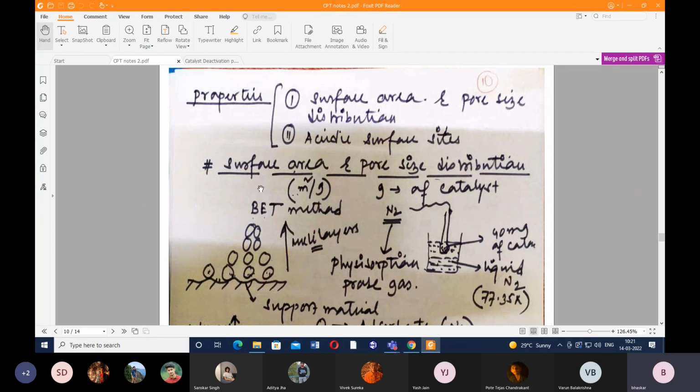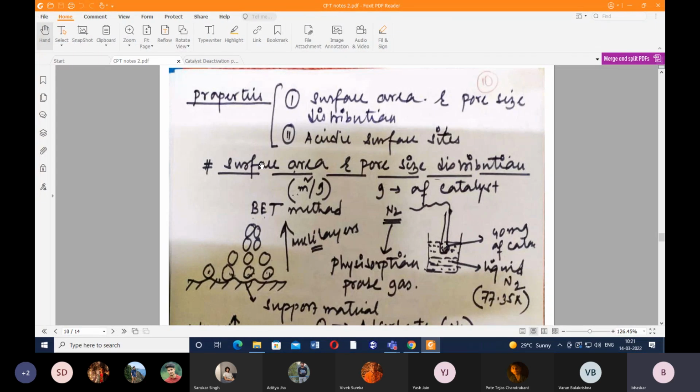When we talk about the surface area of a catalyst, we talk about the surface area of the support plus the surface area of the active metal. However, what we have realized is that the surface area of the active metal is not that much. It has a maximum of around 10 meters square per gram. But the surface area of a catalyst is dependent on the type of support material we are using. Let's assume we are using a non-carbonaceous support material.